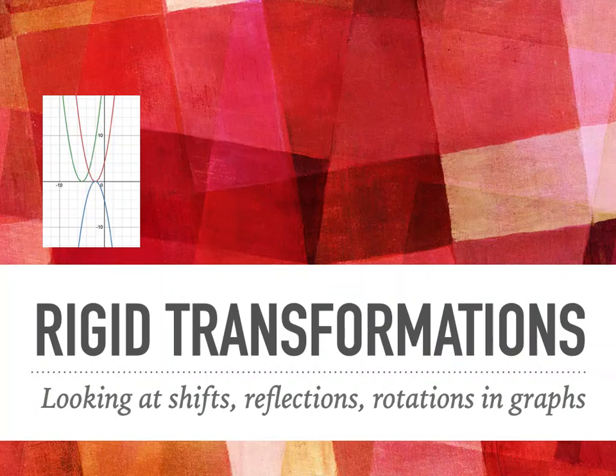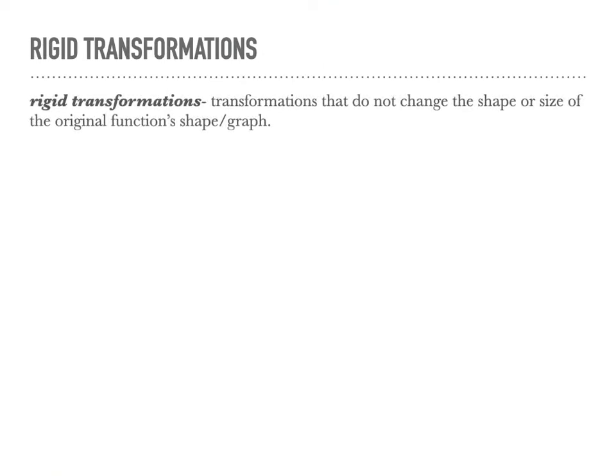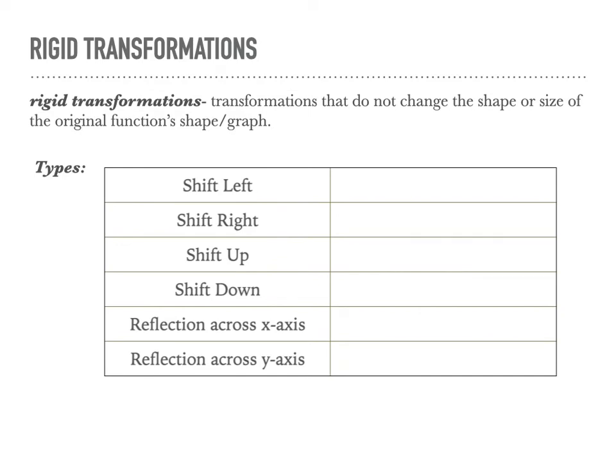Hey everyone, today we'll be discussing rigid transformations and looking at shifts, reflections, and rotations in graphs. Rigid transformations are transformations that do not change the shape nor the size of the original function's shape. Here are some common types. First, we have horizontal shifts and vertical shifts and reflections.